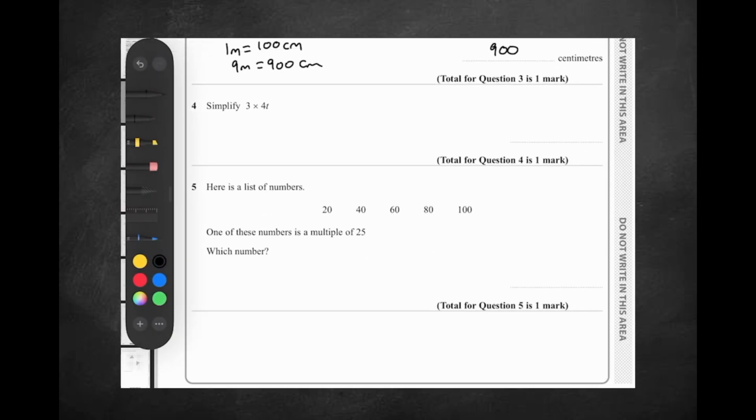Question 4. Simplify 3 times 4t. We simply just have to multiply the numbers together and put the t afterwards. So this will just be 12t, as 3 times 4 is 12.